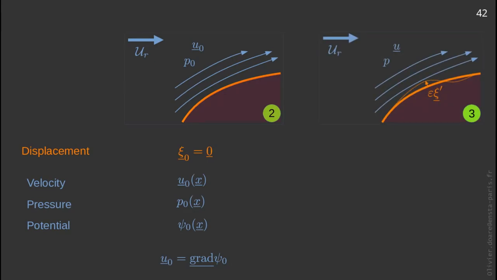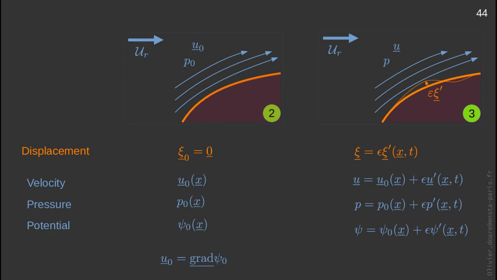We are interested in the dynamics of the system around the stationary reference state. The perturbations are considered to be small amplitude. The small parameter is noted epsilon, but here again, note that epsilon is equal to the displacement number d. The displacement field is given by epsilon psi prime, and it depends on space and time. The velocity, pressure, and potential each have a stationary contribution of order 0 and a time-dependent perturbation of order 1. And we also have u prime equals gradient of psi prime.